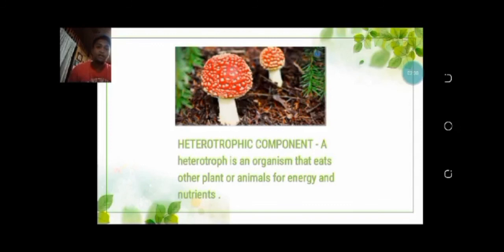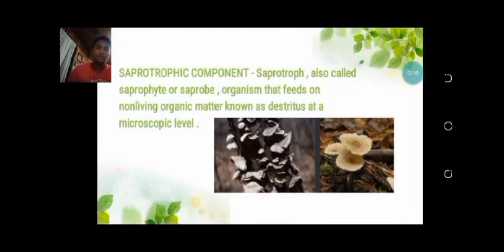Second is heterotrophic component. A heterotroph is an organism that eats other plants or animals for energy and nutrients. And last, saprotrophic component. Saprotroph, also called saprophyte or saprobe, is an organism that feeds on non-living organic matter known as detritus at a microscopic level.